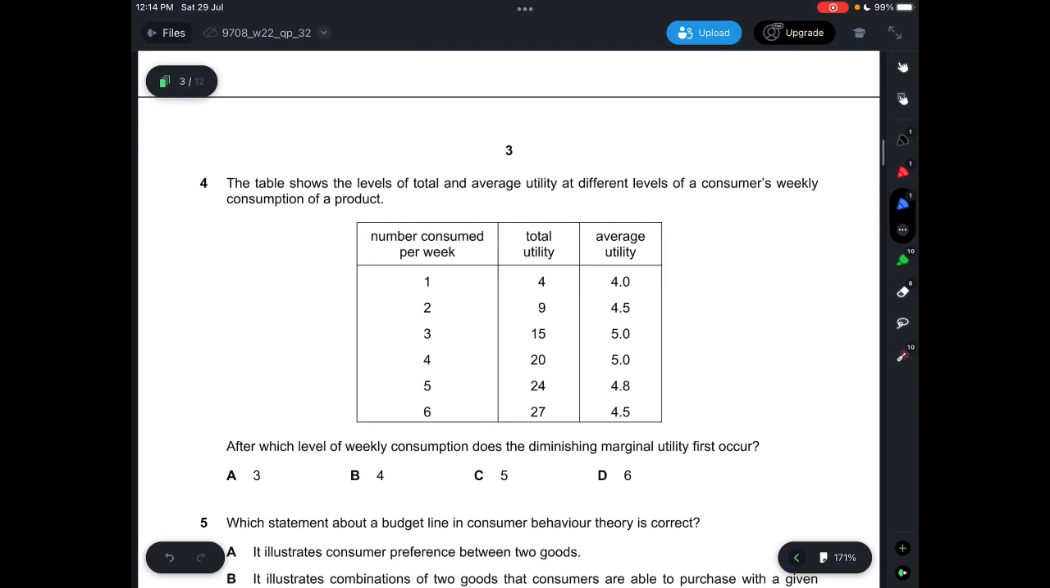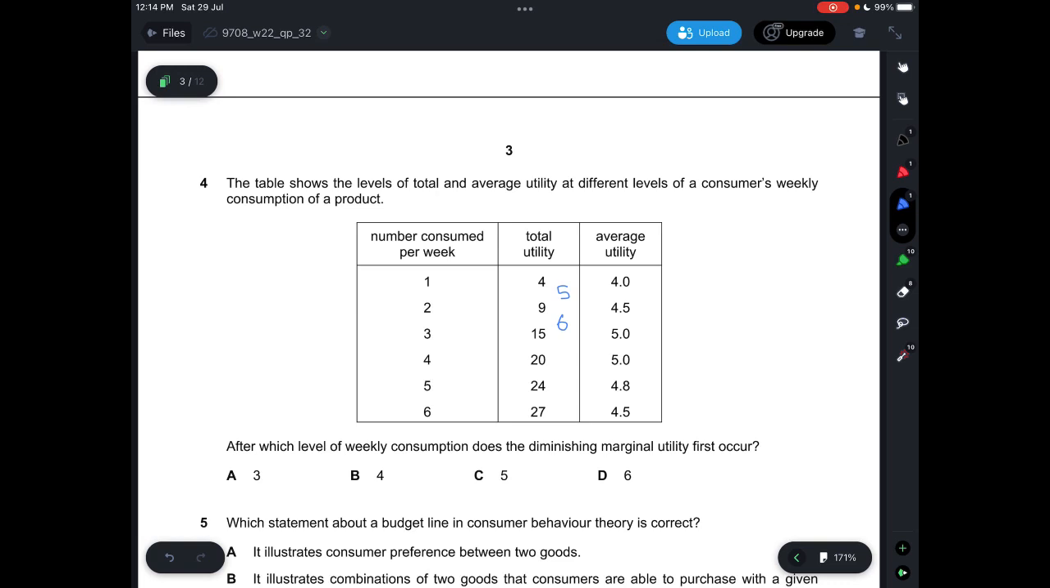Question 4, the table shows the level of total and average utility at different levels of a consumer's weekly consumption of a product. After which level of weekly consumption does the diminishing marginal utility first occur? Okay, let's take a look at the first week. The total utility is 4.0. Second week, the total utility is 9.0, or just 9 in this case. So the difference between the second week and the first week will be 5. The third week is 15, which means that if you take 15 minus 9, you get 6.